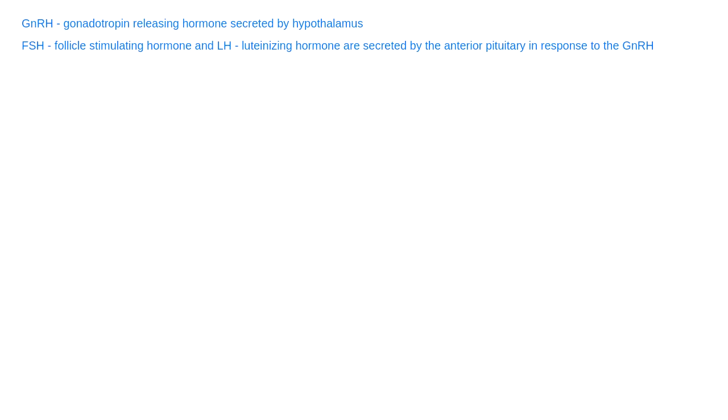So GnRH was the first one. That's the gonadotropin releasing hormone secreted by the hypothalamus. And then that triggers the anterior pituitary to release the follicle stimulating hormone and the luteinizing hormone. Okay. Now, this does not happen until puberty.